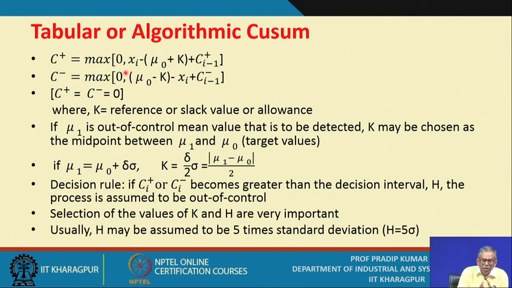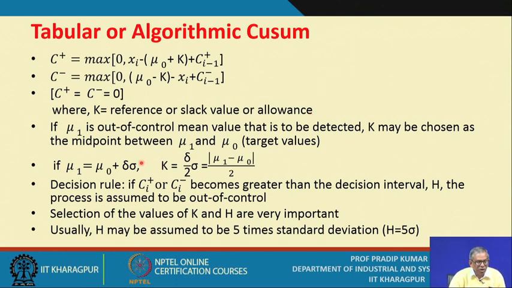The ith value is related to the i minus 1th value. Similarly, the i minus 1th value is related to the i minus 2th value. This way, all the individual sample values are related. Now, what is k? I have already mentioned, k is the reference or the slack value or the allowance. So three names are given: k is referred to as the reference value, sometimes the slack value, or the allowance.